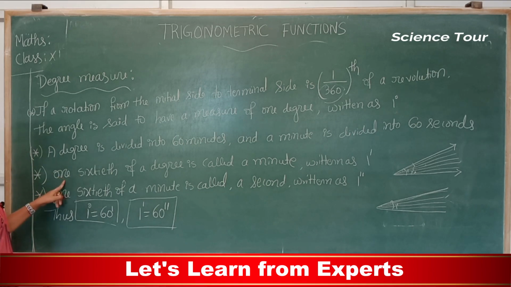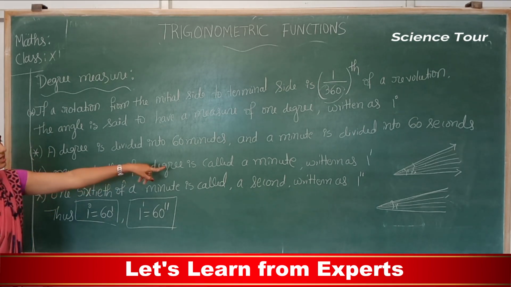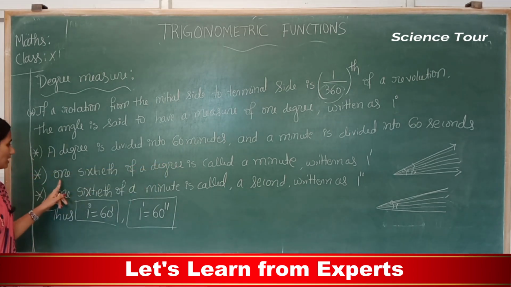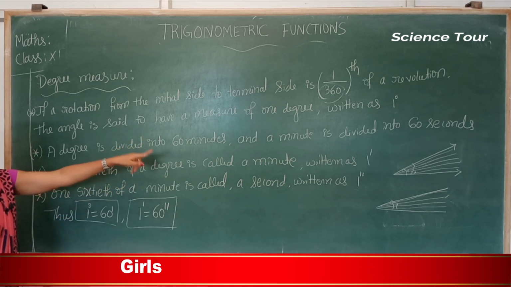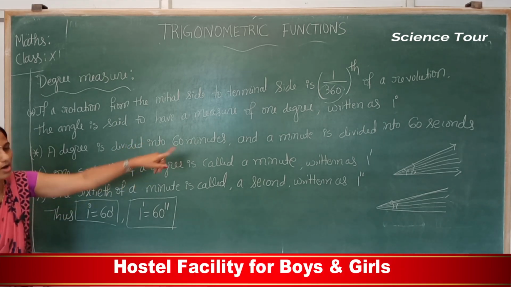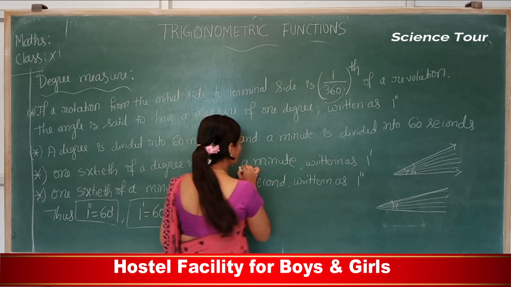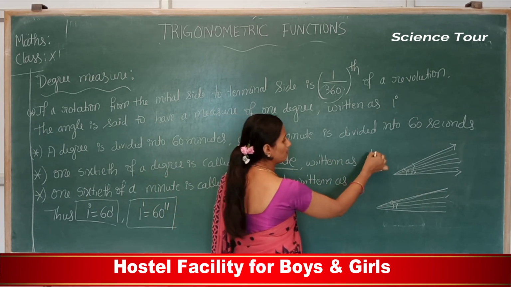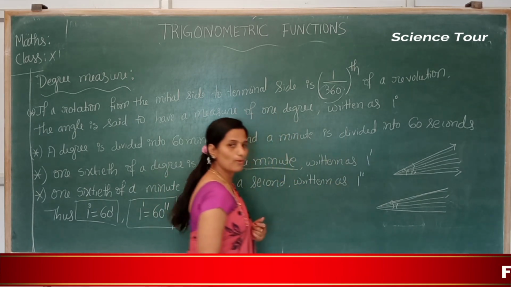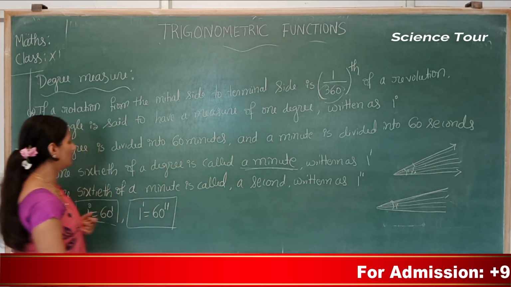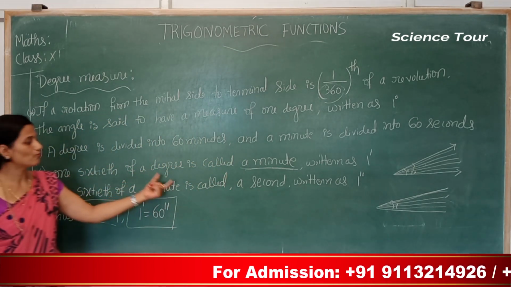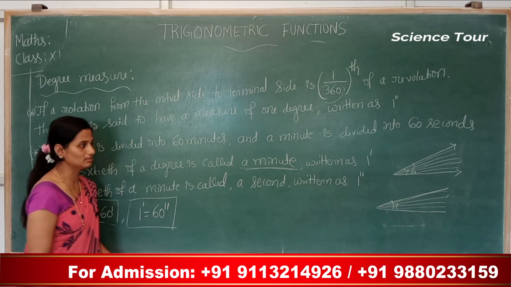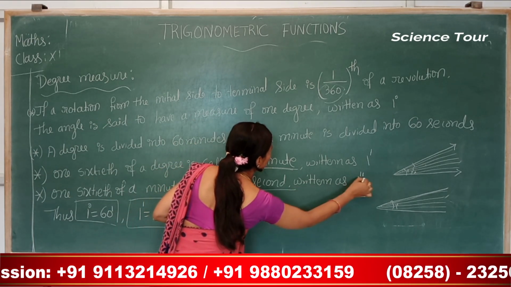Next one, 1/60th of degree is called a minute, and written as 1 minute. 1 minute can be written as 1 power 1 dash. So 1 dash means it is minute. Now next, 1/60th of minute is called a second, and that is denoted as double dash.